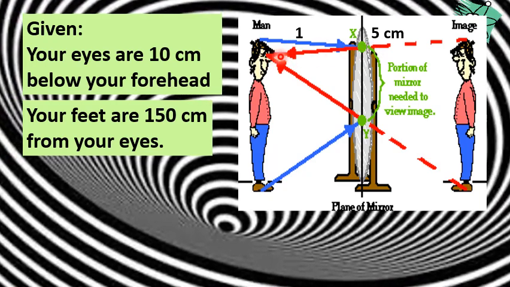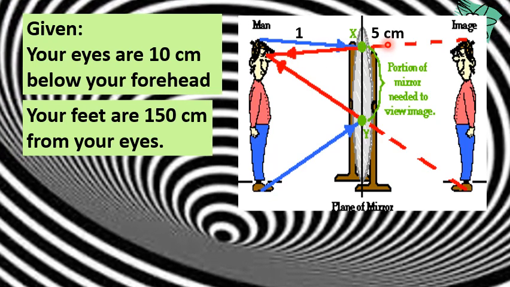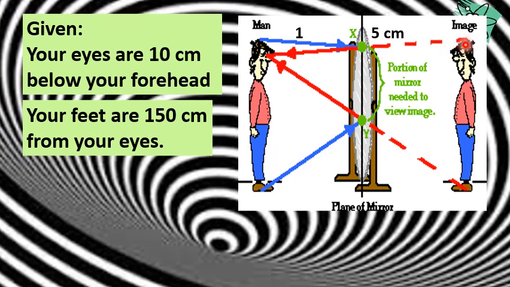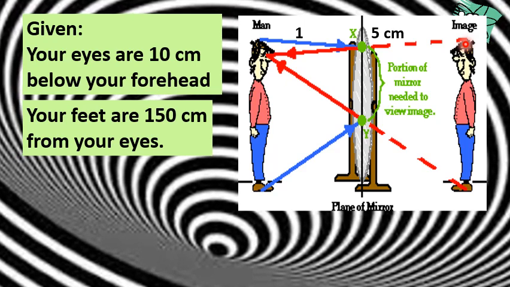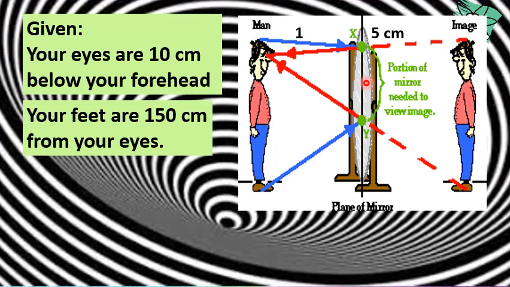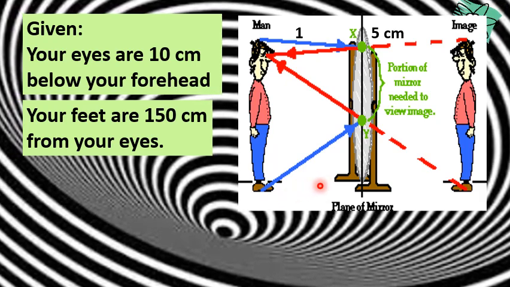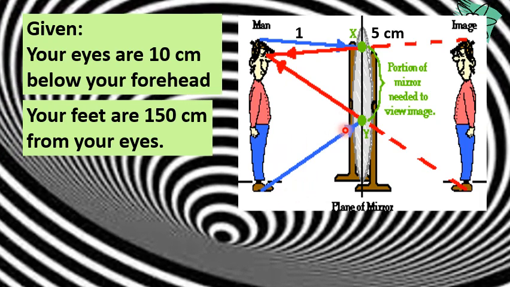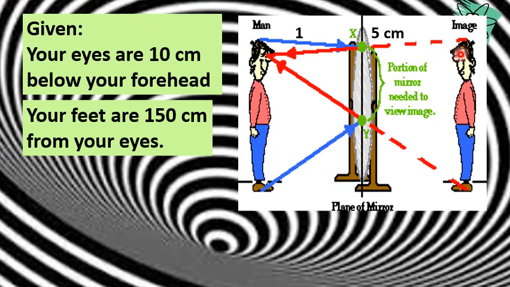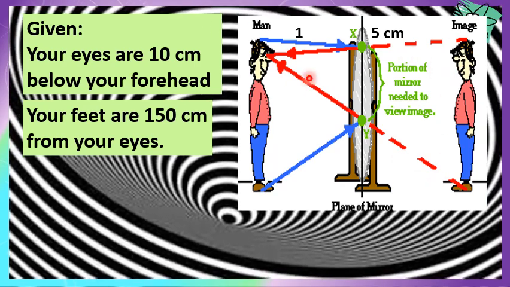The reflected ray number 1, when extended behind the mirror, as shown by this broken line, locates the image of your forehead. And that is a distance equal to the object distance. In other words, if you are, for example, 1 meter away from the mirror, your image in the plane mirror is also 1 meter behind the mirror.